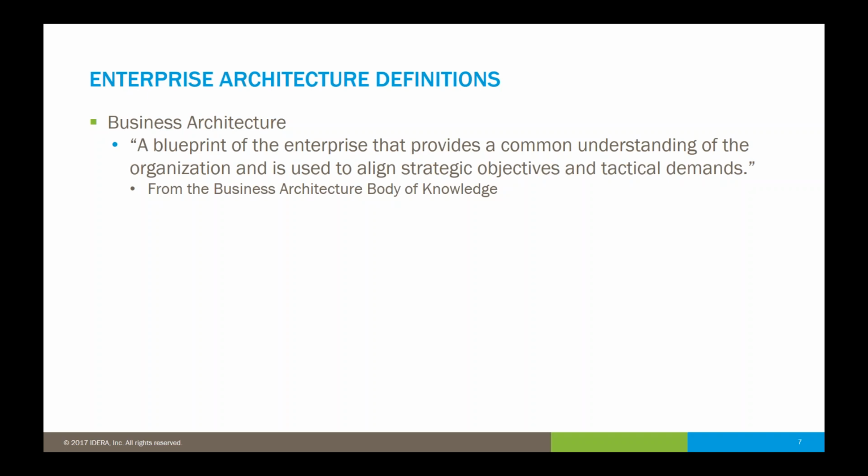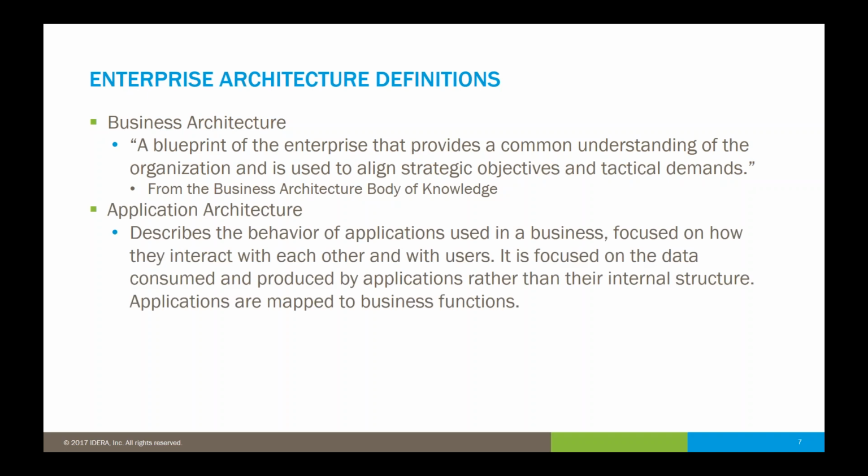When we look at business architecture, and this is actually a definition from the business architecture body of knowledge, it's defined as a blueprint of the enterprise that provides a common understanding of the organization, and it's used to align strategic objectives and tactical demands. What's extremely important about that is we also need to understand the information that's utilized in the organization, the processes that act upon that data in the organization, and as well, we need to be able to expand that further with application architecture. And that's where we're describing the behavior of the applications in the business.